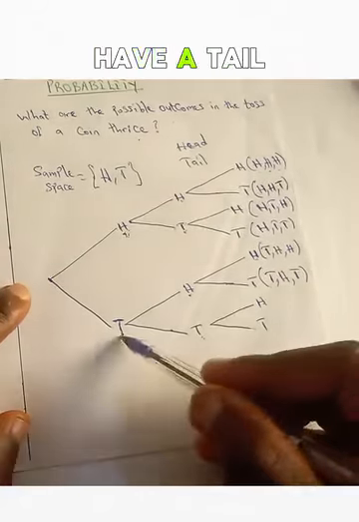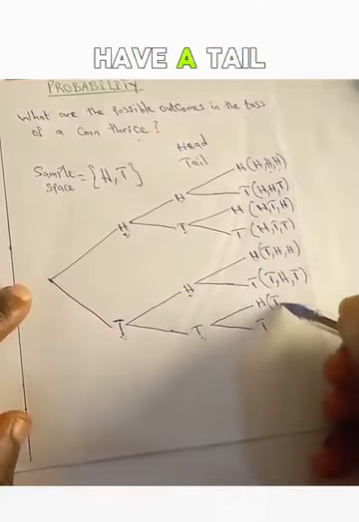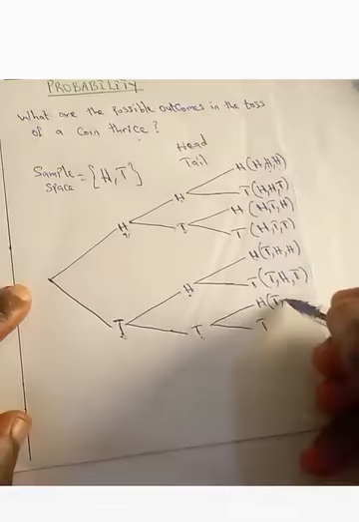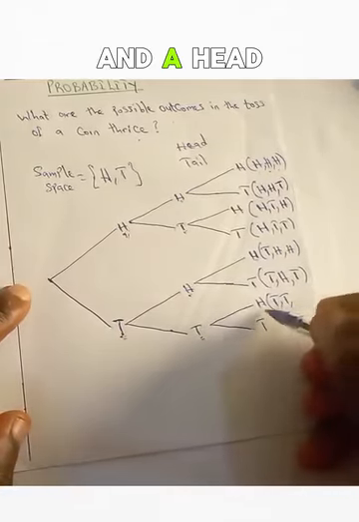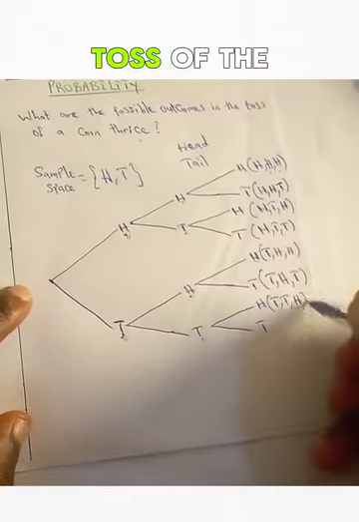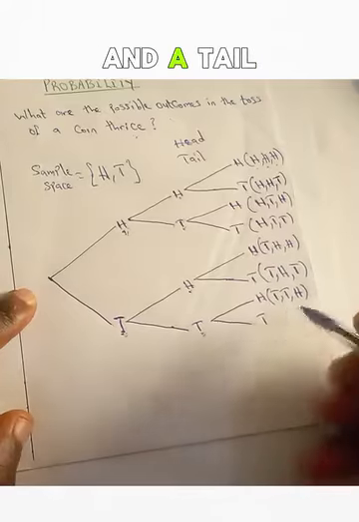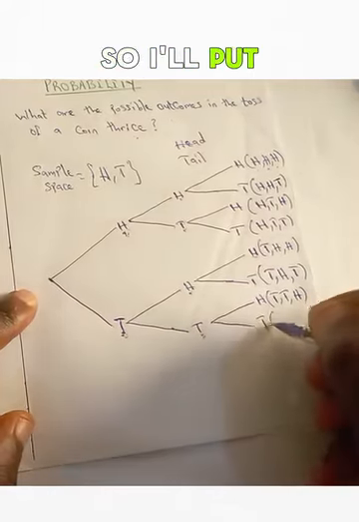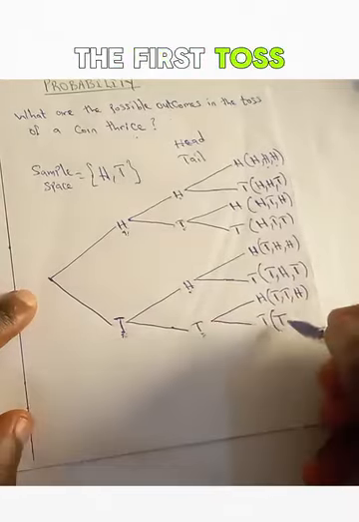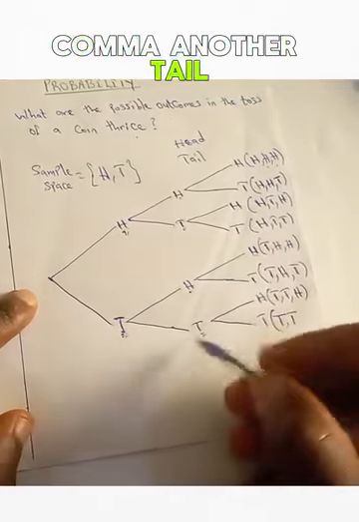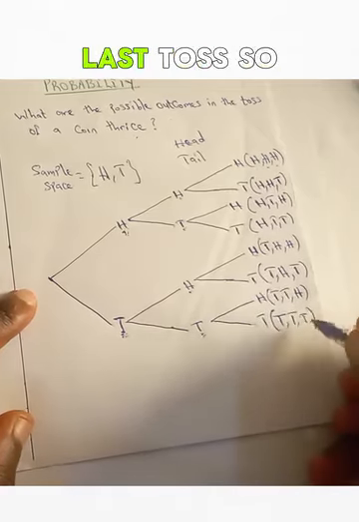Next, we can have a tail, a tail, and a head. So I'll put here we can have a tail, comma, for the first toss, a tail again, comma, during the second toss, and a head during the third toss of the coin. And lastly, we can have a tail, a tail, and a tail. So I'll put another bracket here, and I'll say we can have a tail during the first toss, comma, another tail during the second toss, comma, and a tail during the last toss.